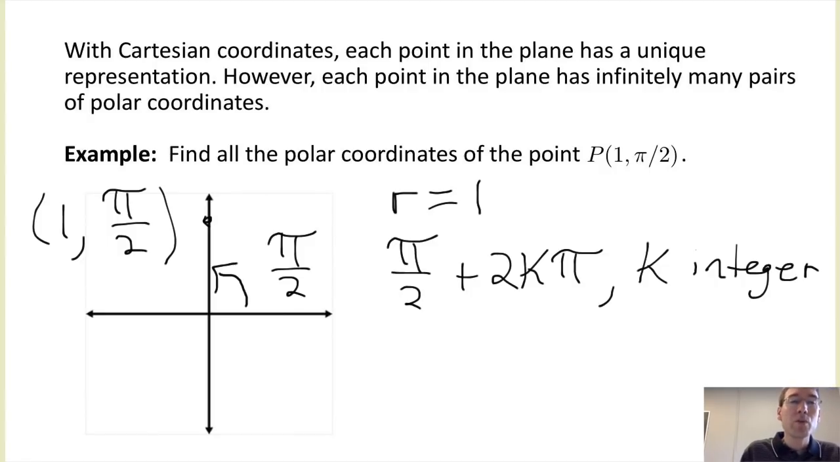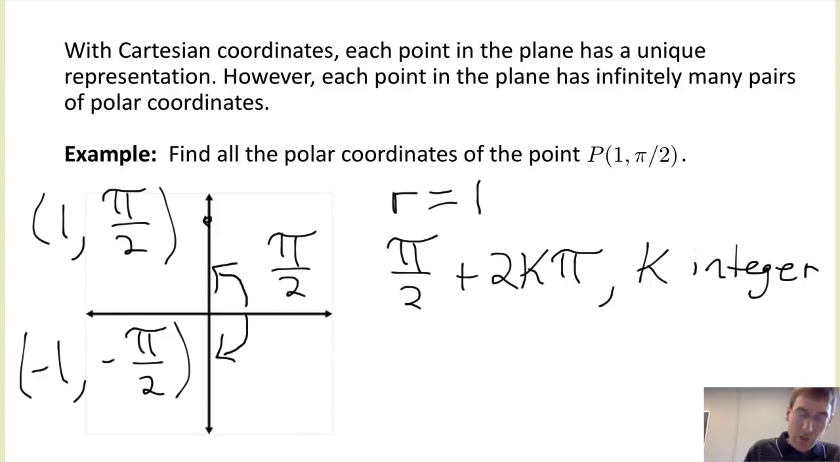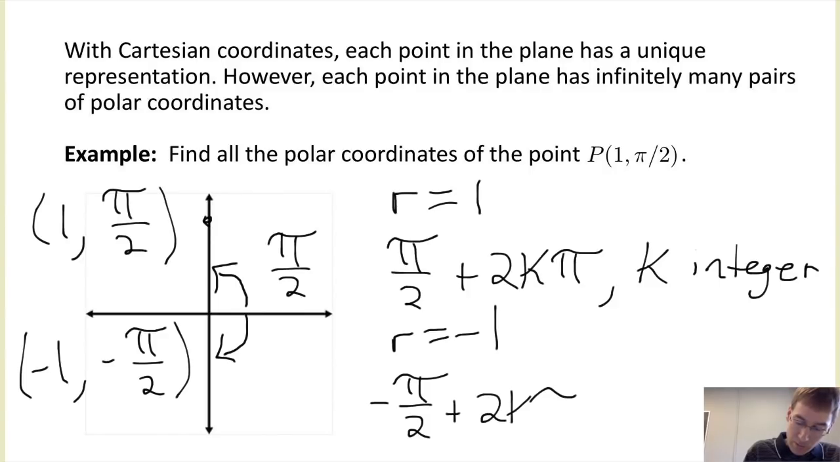Notice we could also obtain the point P by starting at the polar axis and measuring clockwise pi over 2 radians and moving backward 1 unit. So negative 1, negative pi over 2 also describes the point. So we also need to find angles for all coordinates in which r equals negative 1. These angles are negative pi over 2 plus integer multiples of 2 pi. Again, k is an integer.